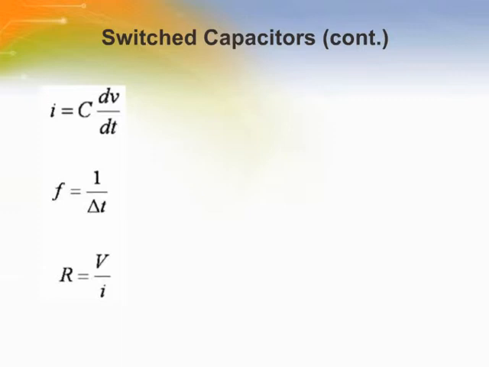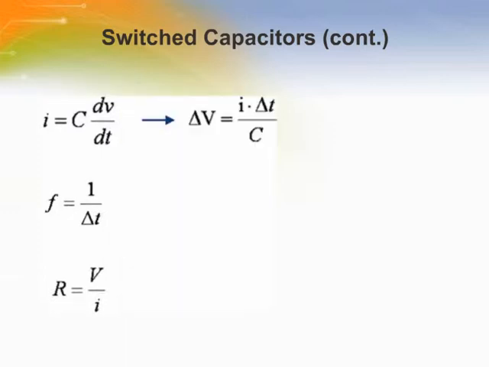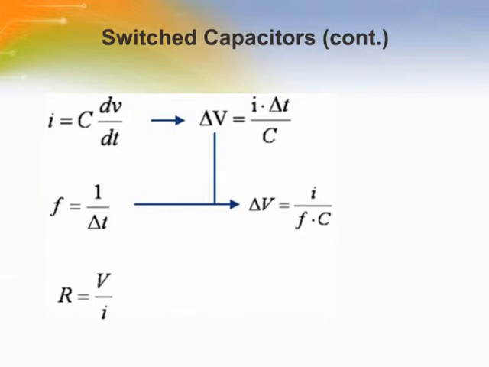In order to derive an equation which relates capacitance and switching frequency to resistance, we start with three known equations: I equals C times dV over dt, F equals 1 over delta T, and R equals V over I. Rearranging I equals C times dV over dt by solving for V produces delta V equals I times delta T over C. Substituting this equation in for the V in Ohm's law, we get an equation which includes resistance.